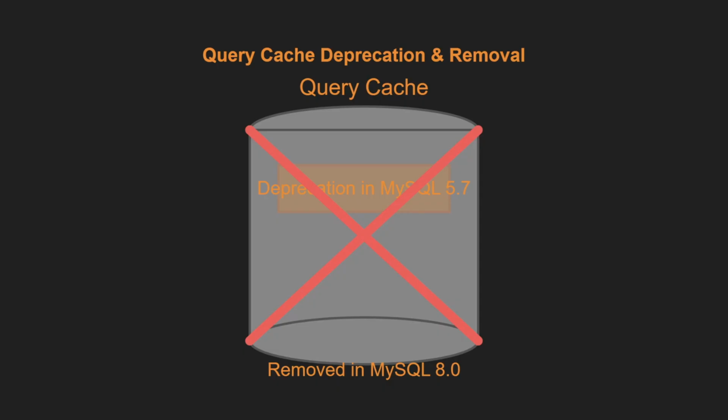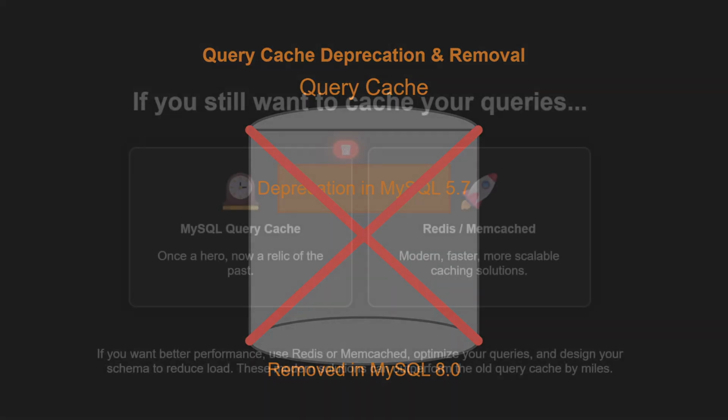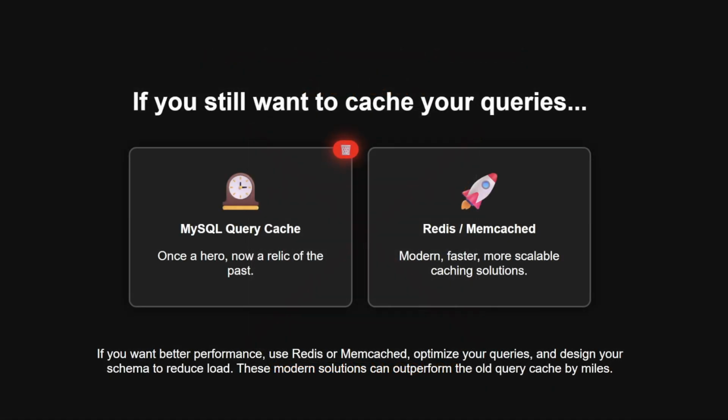Starting with MySQL 5.7, the query hash was deprecated, and in MySQL 8 it was completely removed. That is a clear sign of its declining usefulness. If you still want to hash your queries, keep in mind that modern hashing solutions like Redis or memcached, along with optimized queries and indexing and a focus on schema designed to reduce load, could outperform the original MySQL query hash by miles. The query hash, once a hero, is now a relic of the past.